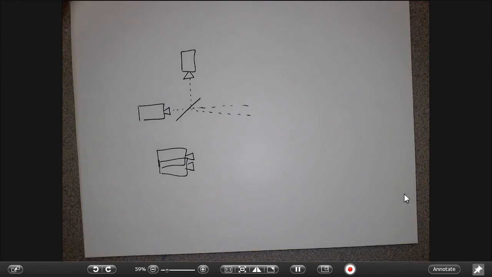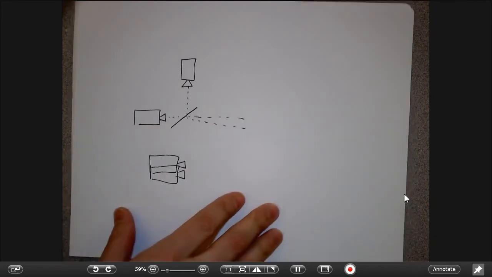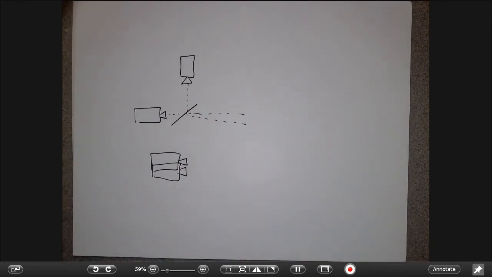One thing that's really important is what's called the interocular distance, which is basically the physical separation between the cameras, right? This is a kind of complicated issue to explain, and it's probably easier to read about it than for me to explain it to you in words.